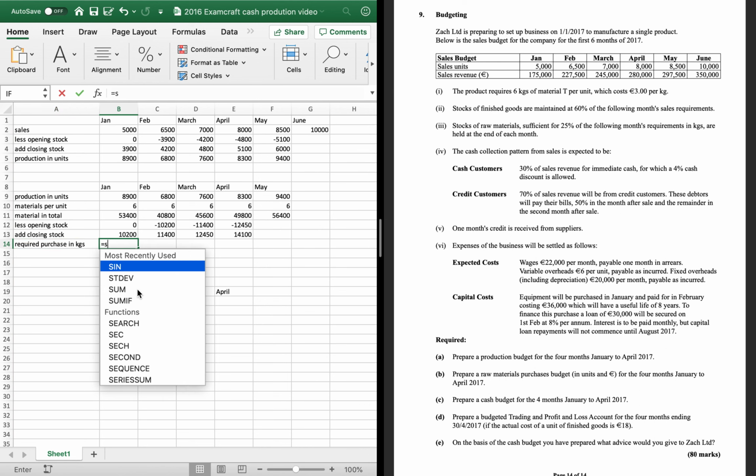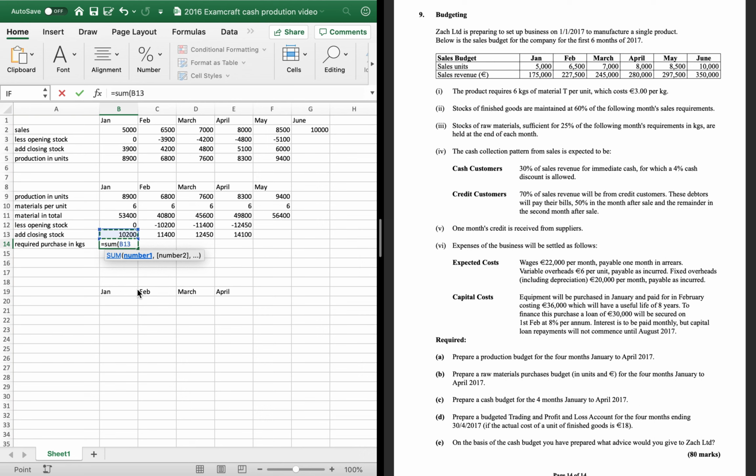So same thing. Materials in total, less opening stock, add closing stock. And I'm just going to quickly go across them. Okay. The price per kg, it tells us, is €3 per kg. So we're going to take each of those numbers and multiply them by 3, and that will give you the required purchases in euros, which is what we're also asked to find out.